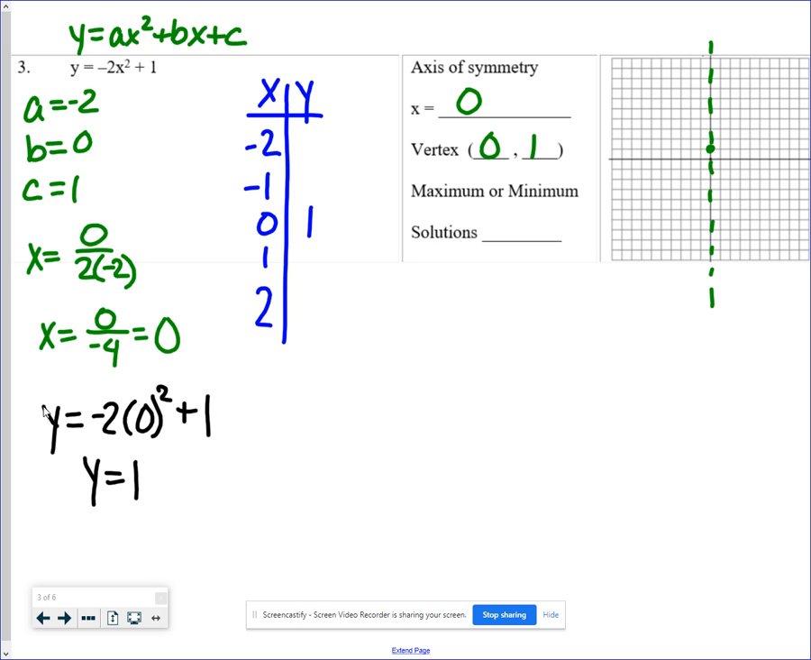When I put in a -2, now here's where you'd have to be really careful. But you can also do this on a calculator.